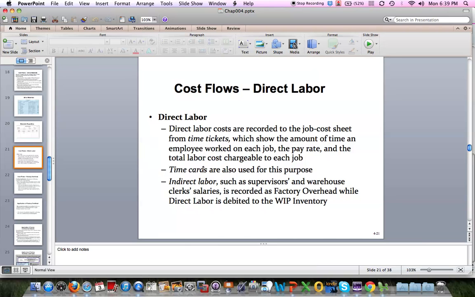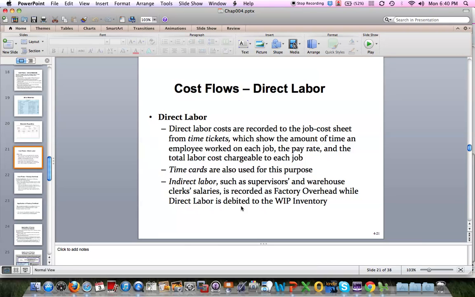Okay, so we're going to accumulate the hours and the pay rate for employees to be able to calculate the labor cost for each job. Indirect labor is kind of everybody else, supervisors, warehouse clerk, just anybody who's needed to support the direct labor, but we cannot say that their time was specific to any job. We have to allocate their time over all the jobs produced. Okay, so basically their salaries go into factory overhead. Okay, just think of it that way.